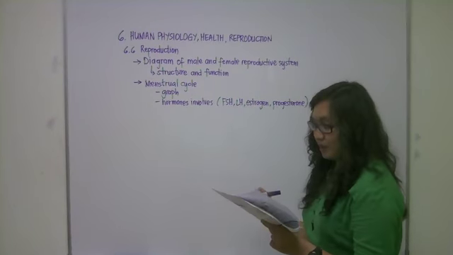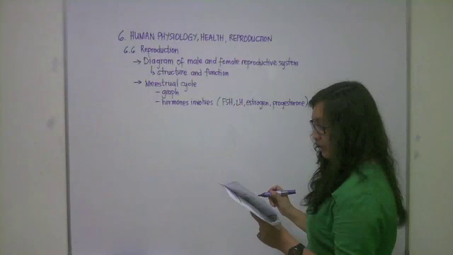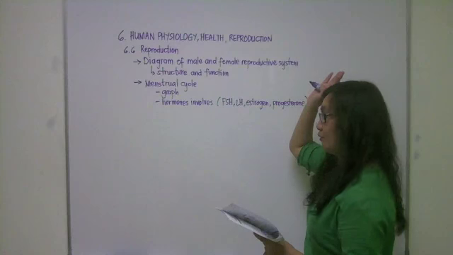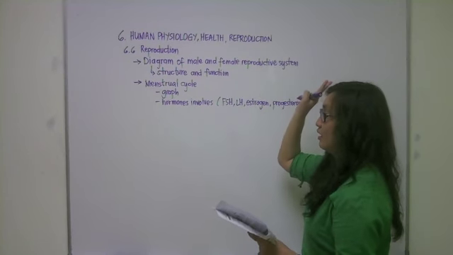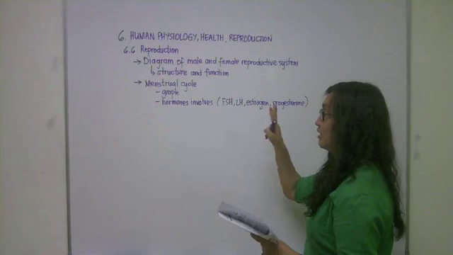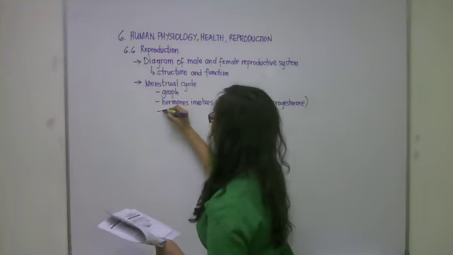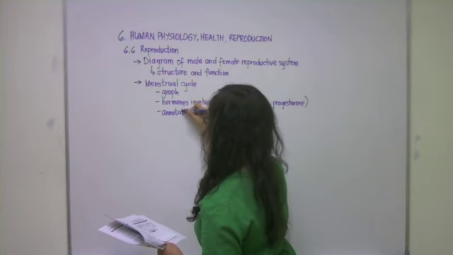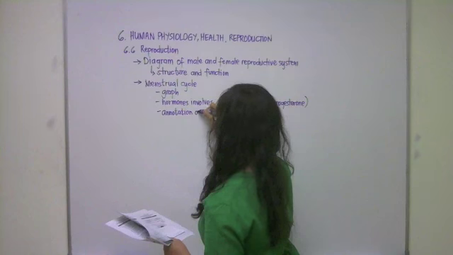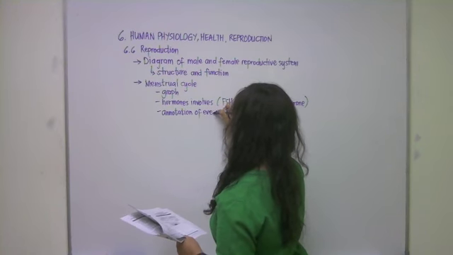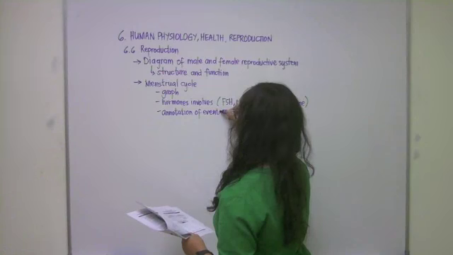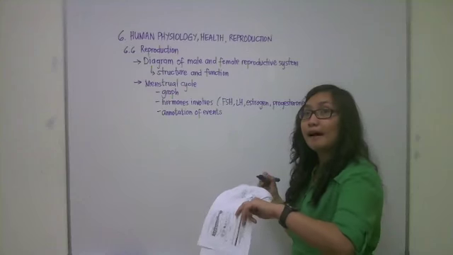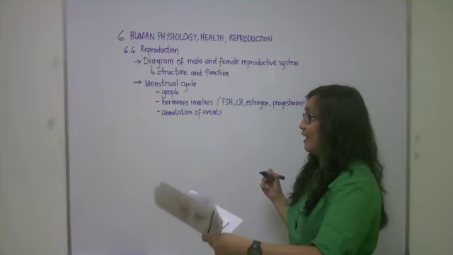So, okay. So once we have already shown the graph and explained the hormones that are involved in this cycle, we can now make an annotation of the events that are occurring on a specific day in the cycle.